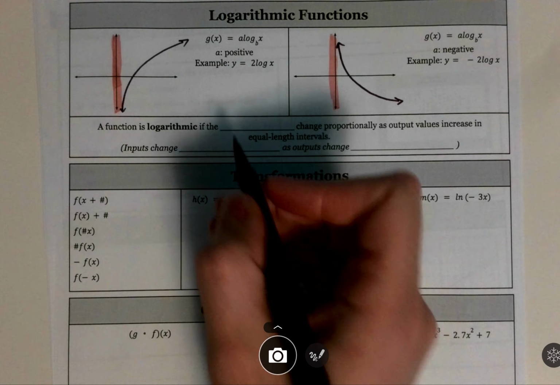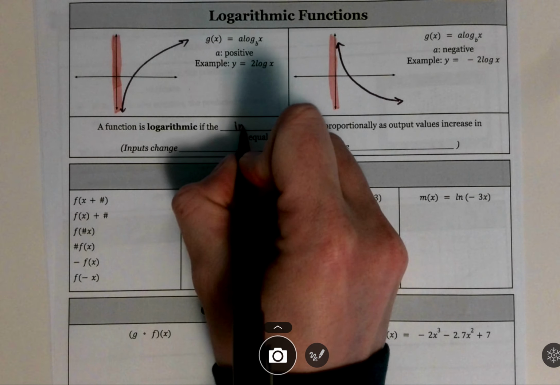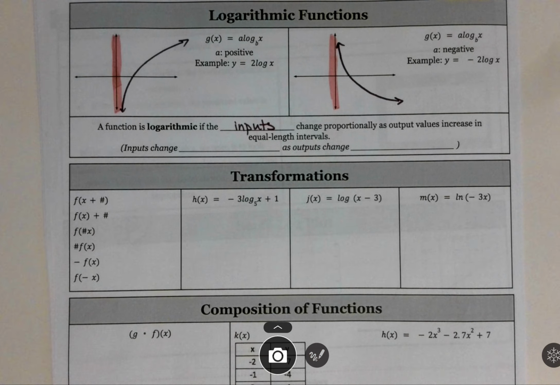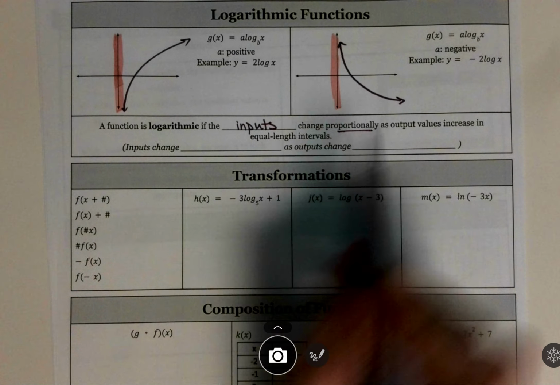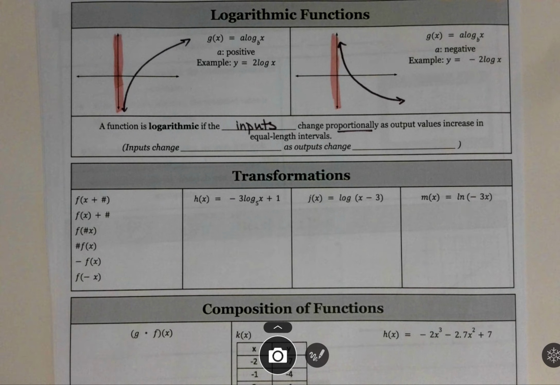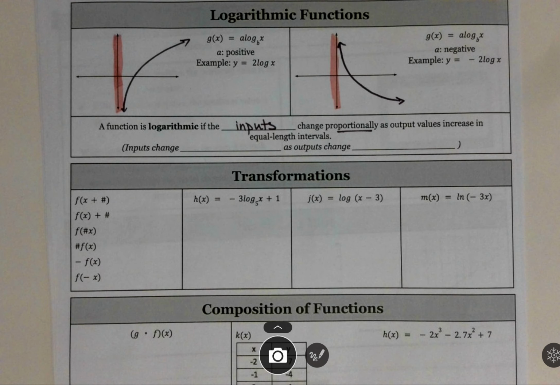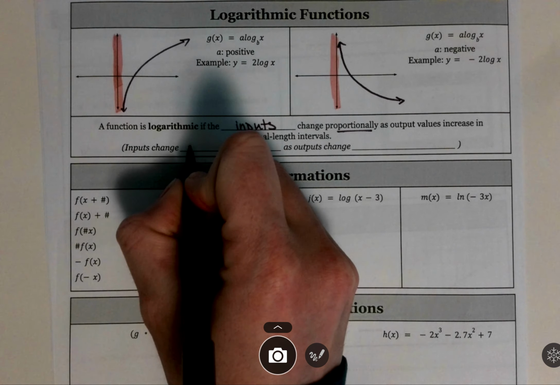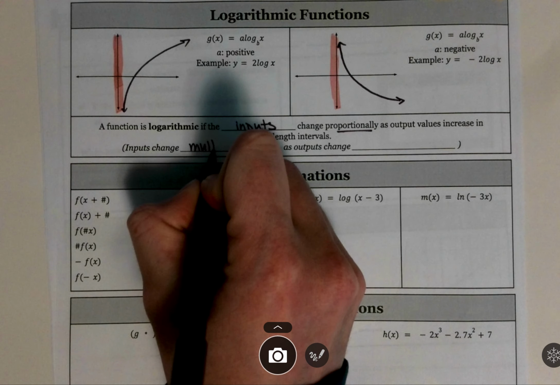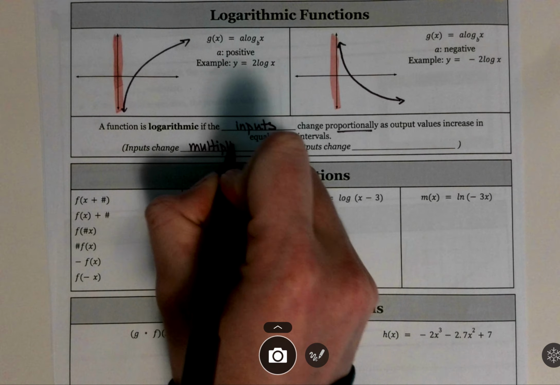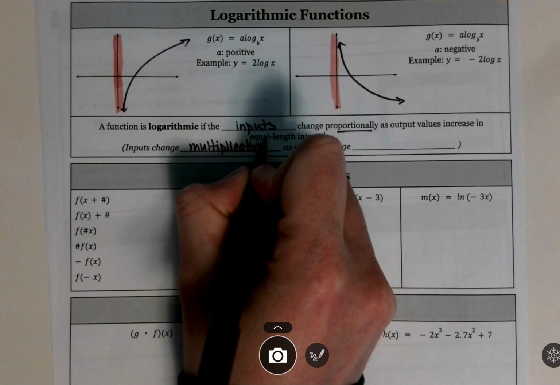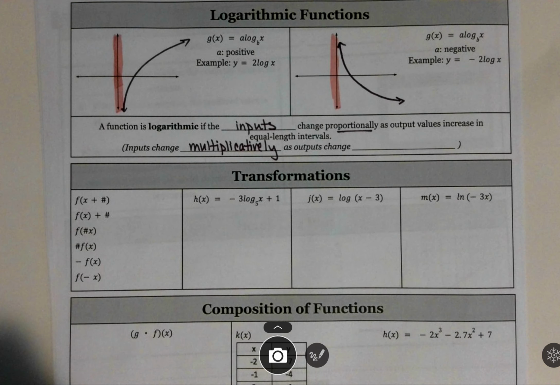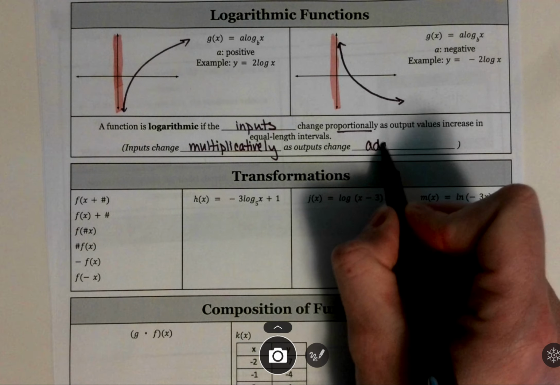So a function is logarithmic if the inputs, or the x values, change proportionally as the output values increase in equal length intervals. We can also say the inputs change multiplicatively as the outputs change additively.